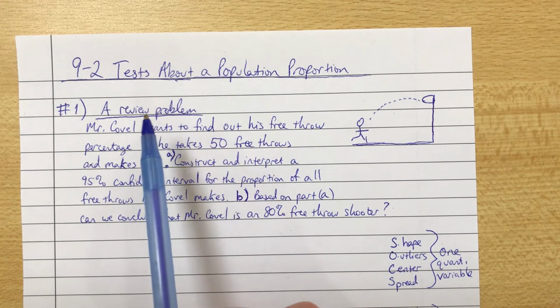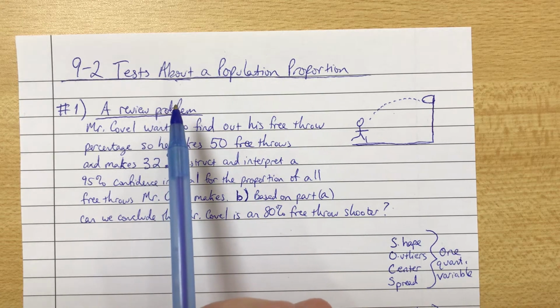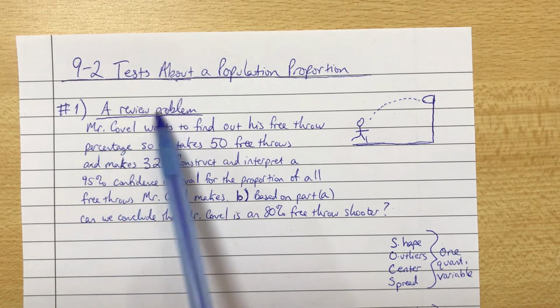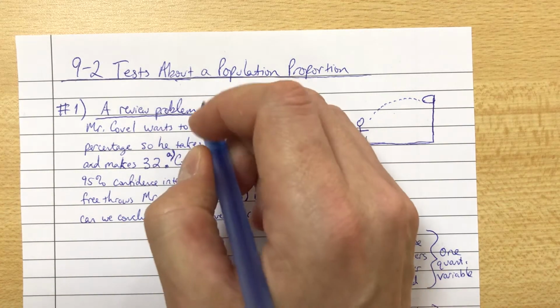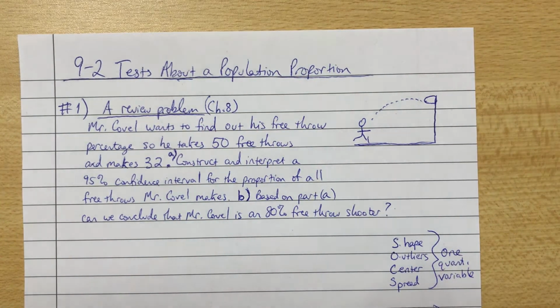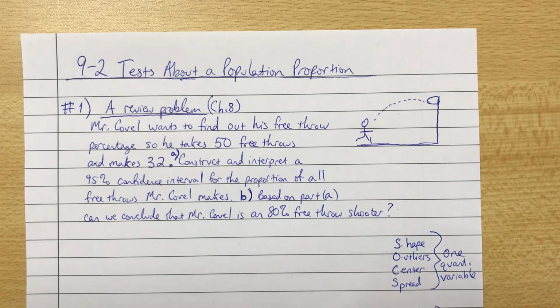All right, we're going to start with a review, but we're actually going to be looking at a couple of different pieces of information. So here's a problem. This is a chapter 8 problem because it's about a confidence interval. So we're going to review how we can calculate a confidence interval and what that tells us.